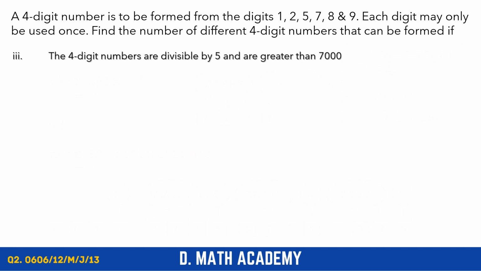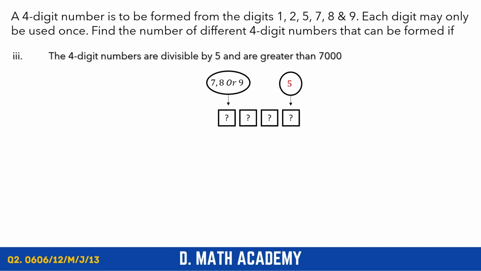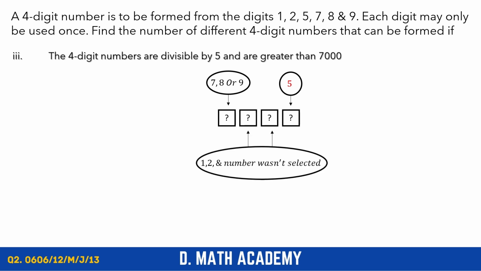As for the next question, the 4-digit numbers are divisible by 5 and greater than 7,000. So the same thing applies to the last digit. That one must be filled by 5. However, for the first number now, since it must be greater than 7,000, the number options available will be 7, 8, or 9. The 2 numbers at the center are open to whatever wasn't selected. So for the first number, I put 3P1, and for the last number, I put 1P1.